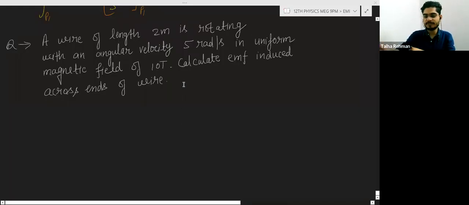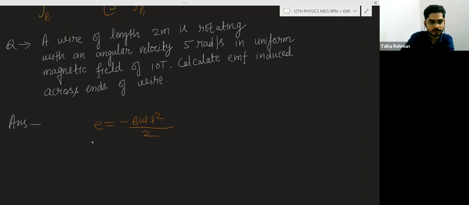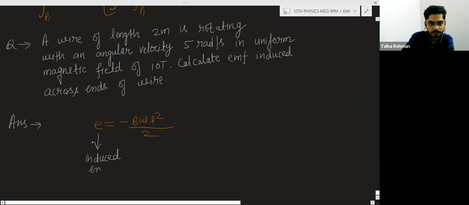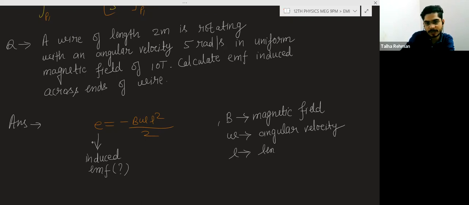There will be induced EMF in this, and the formula of the induced EMF is this. You will just apply this formula, you will get the answer. E here is the induced EMF. This we have to find. And V here is the magnetic field in this formula. Omega is the angular velocity. L is the length of wire or conductor.